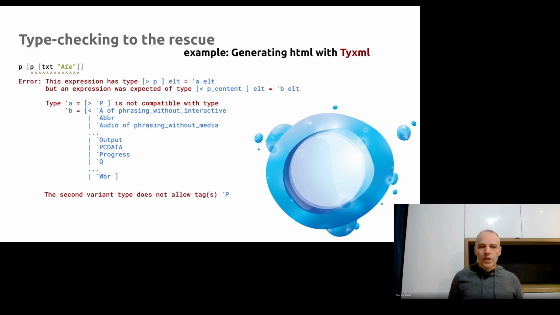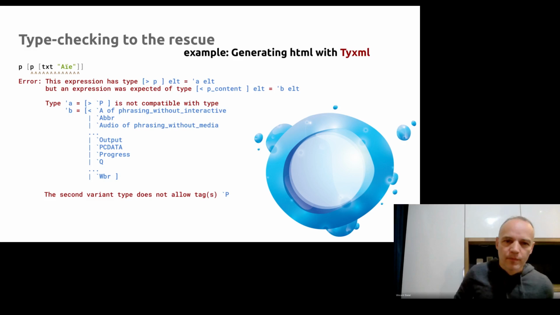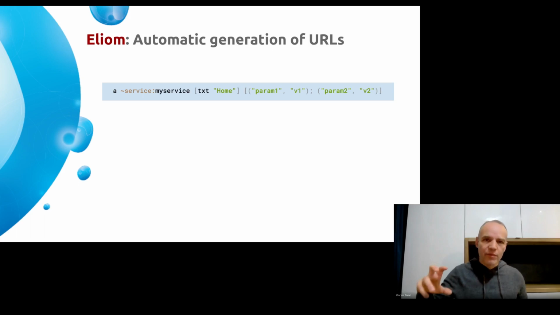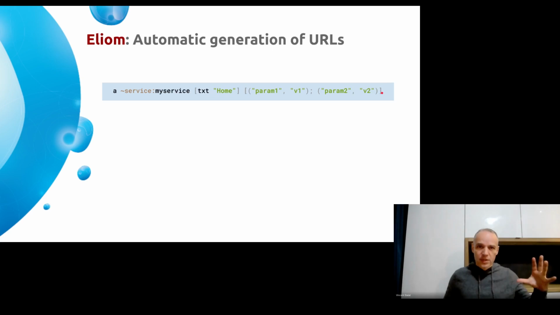Let's now see how we generate a link. With Eliom, you don't write the URL yourself. The A function that will generate a link, an anchor, takes the service as first parameter, then the text of the link as a list of elements, and as a third parameter, the GET parameter you want to give to the service in the URL. In this example, this is a list of key value pairs because my service is expecting any GET parameter.